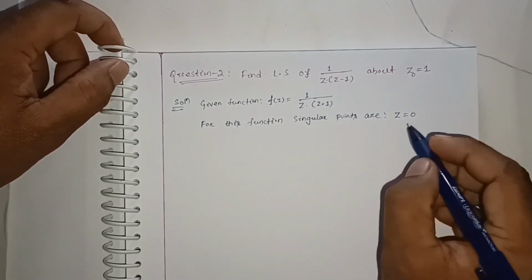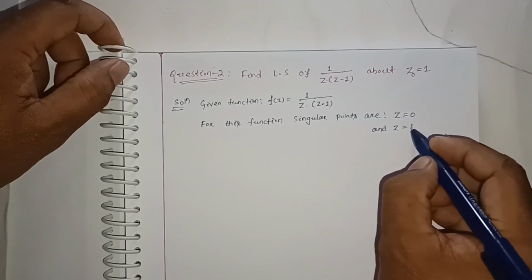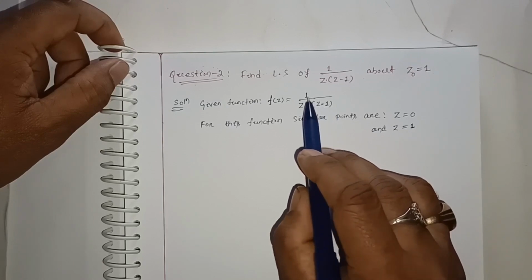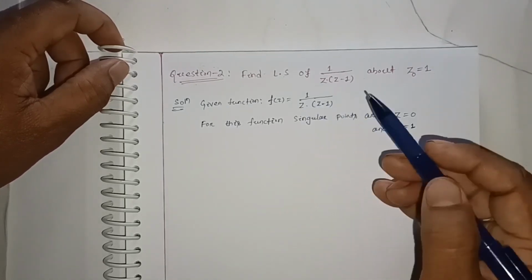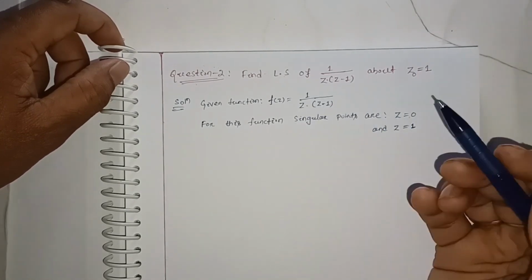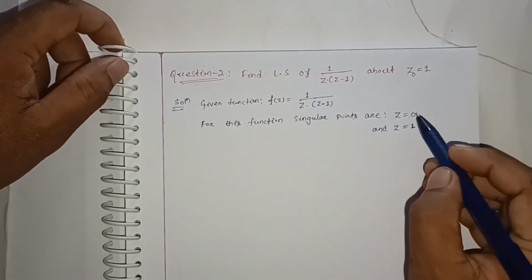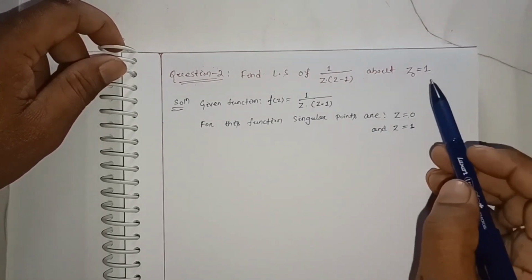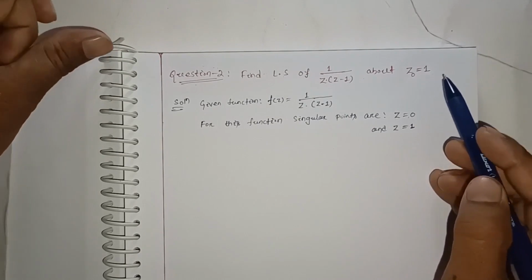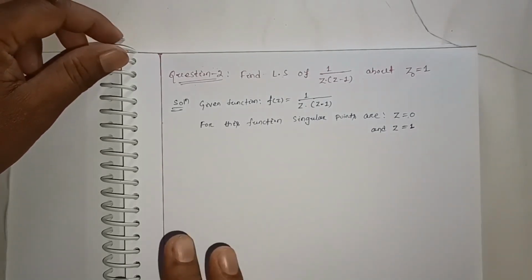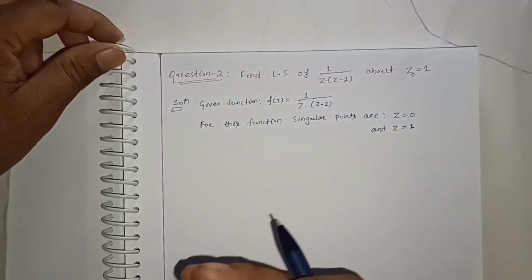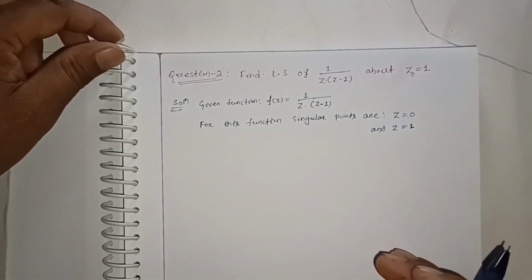Z equal to 0 is one singular point and z equal to 1 is another singular point, because if I put 1 over here, the denominator will be 0 and the function could not be determined; the value will be infinite. If I put z equal to 0 also, the function will be indeterminate. So z equal to 0 and 1 are the two singular points of this function. But as per the question, we have to find the Laurent series about z0 equal to 1. I am doing this question step by step, and I suggest that you do it step by step. Whenever you practice, then you can omit some steps.